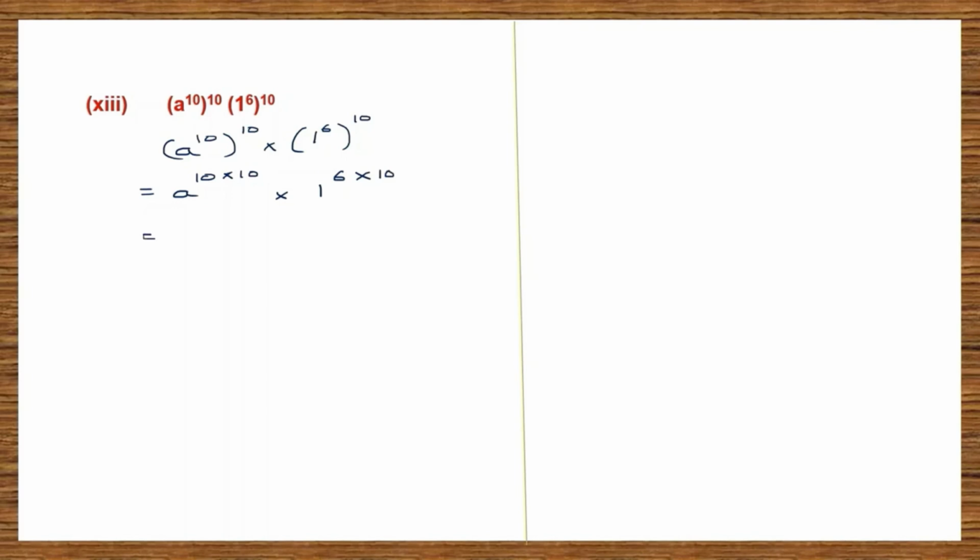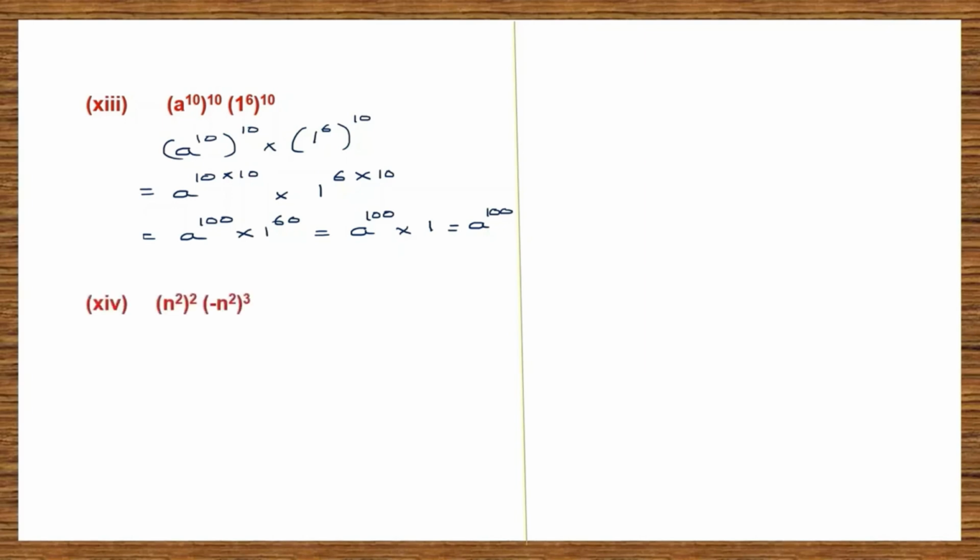So here this becomes a to the power of 10 into 10 is 100, into 1 to the power of 6 into 10 is 60. 1 to the power of 60. Now, a to the power of 100 and 1 raised to any power will be 1 itself. So, this is a to the power of 100, because a to the power of 100 into 1 will give us back a to the power of 100.